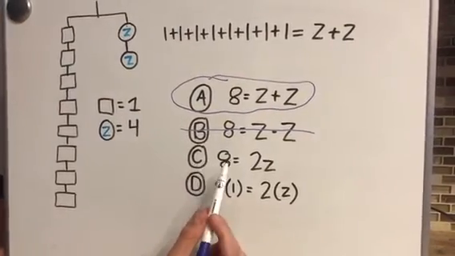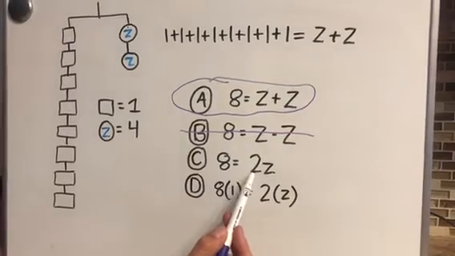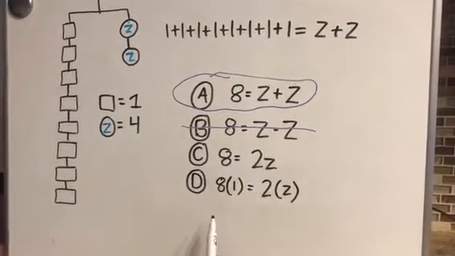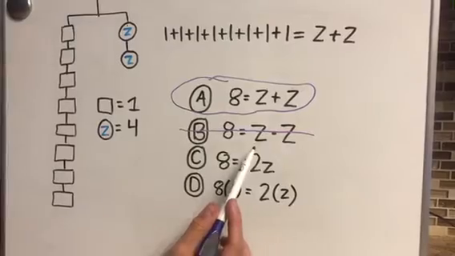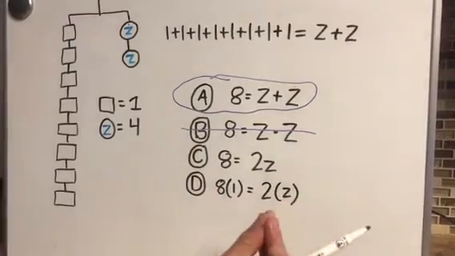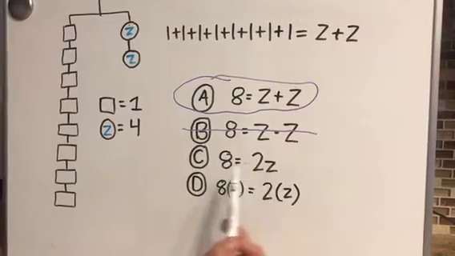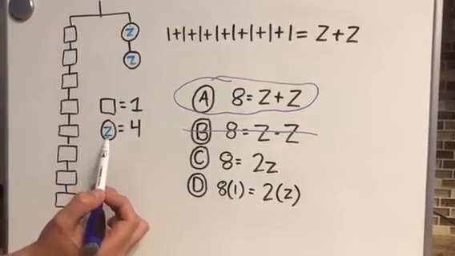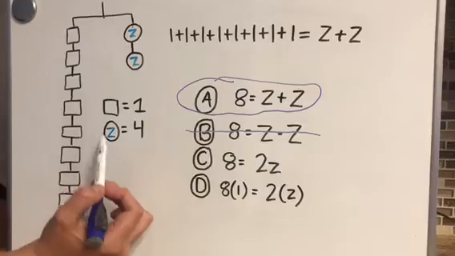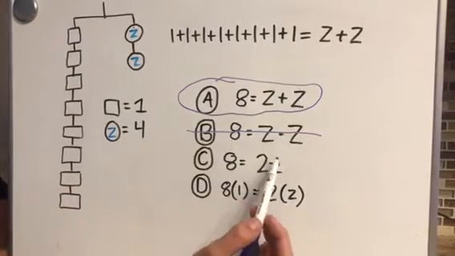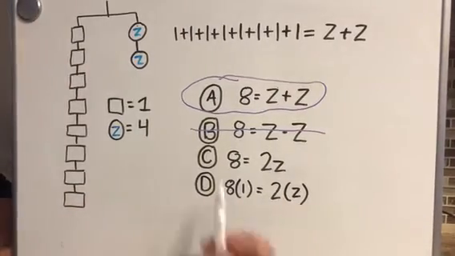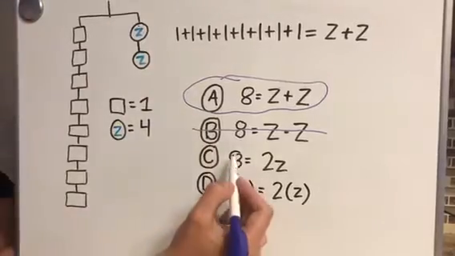For C, it says 8 equals 2 times z. Remember, when we have a number and a variable together like this, that's just telling us that we need to multiply. So again, circle or z equal 4. 2 times 4 equals 8. That absolutely fits in with our hanger.